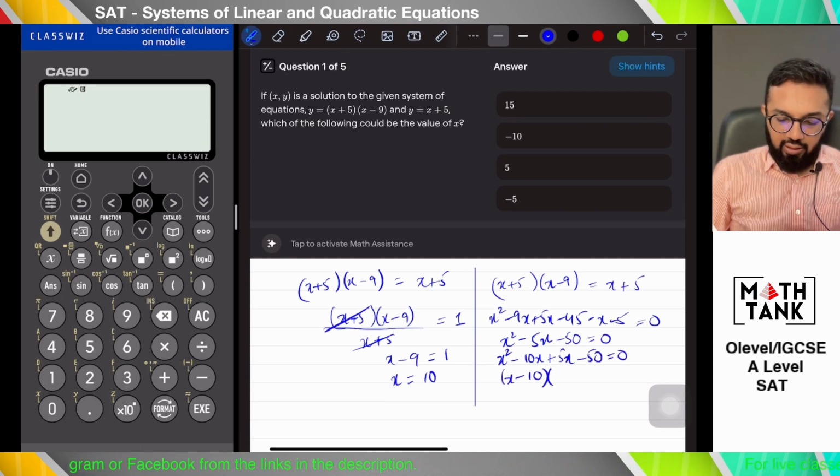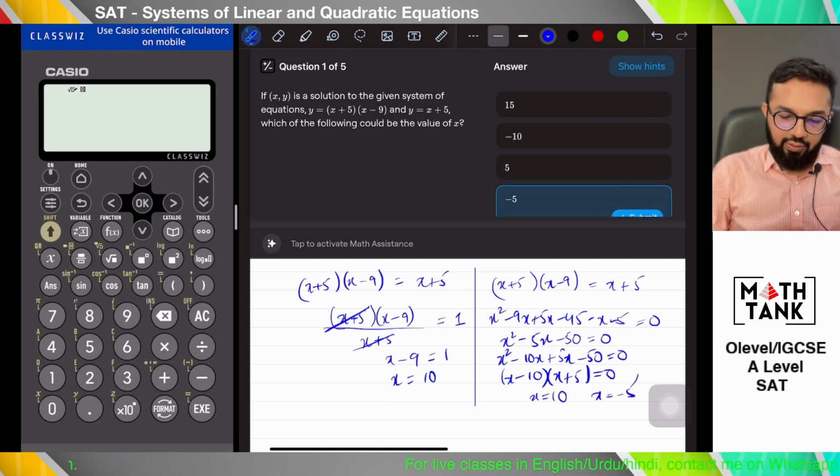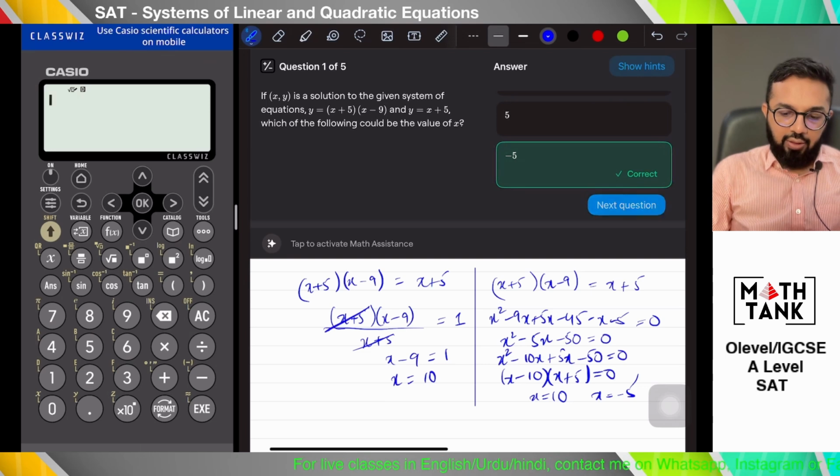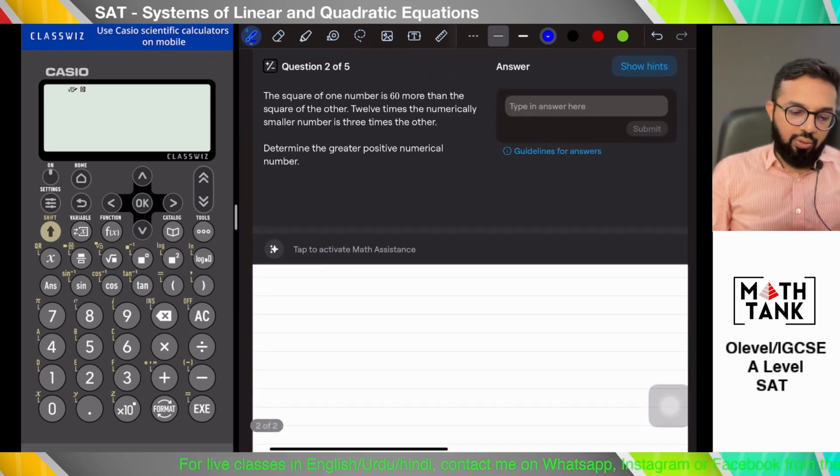(x minus 10)(x plus 5). x equals 10 and x equals minus 5. So I got the other answer first. This other one is the correct answer. Let's move on. Question number two.